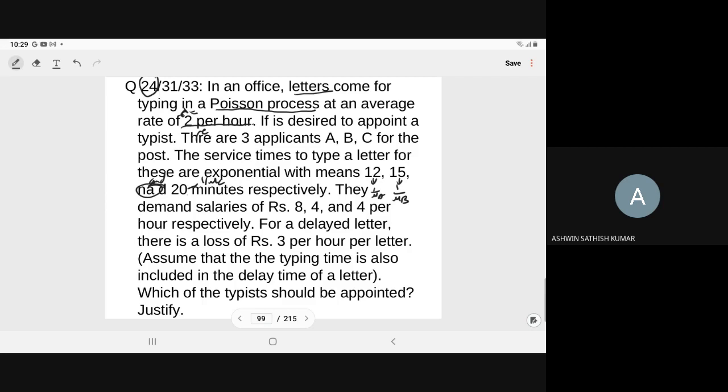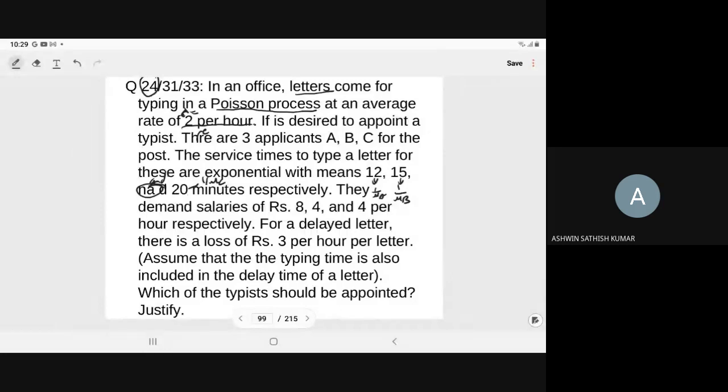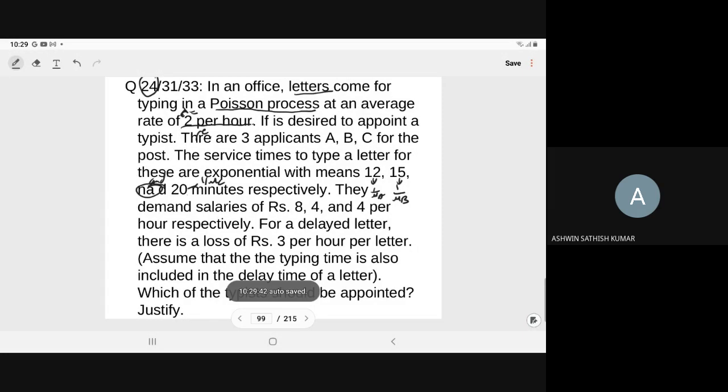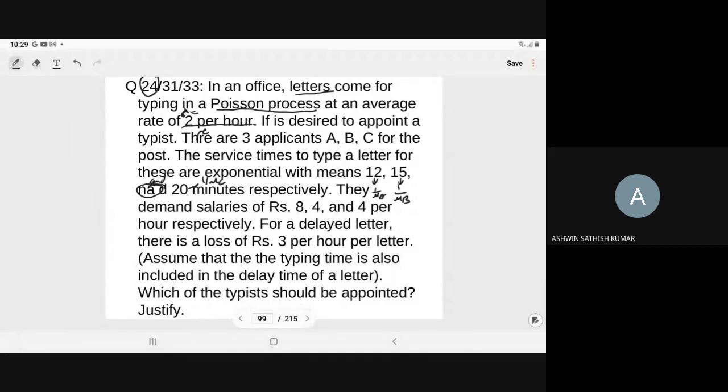They demand salaries of rupees 8, 4 and 4 per hour respectively. For a delayed letter, there is a loss of rupees 3 per hour per letter. Assume that the typing time is also included in the delay time, that is, the service time also has to be counted in the delay time. Which of the typists should be appointed? Justify. So whom do you prefer to appoint? Those who take the minimum wages, right?